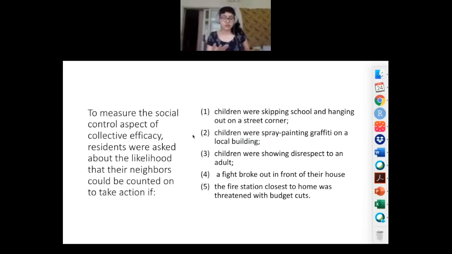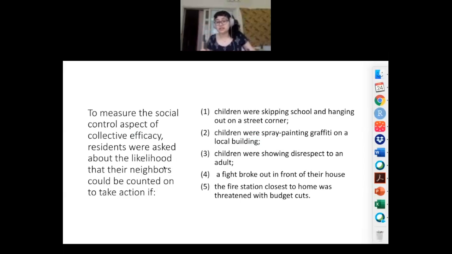Directly from this empirical paper, they say to measure the social control aspects of collective efficacy, residents were asked in a survey about the likelihood that their neighbors could be counted on to take action if. And here are the different survey questions: if children were skipping school and hanging out on a street corner, if they were spray painting graffiti on a local building, if they were showing disrespect to an adult, if a fight broke out in front of their house, if the fire station closest to home was threatened with budget cuts.